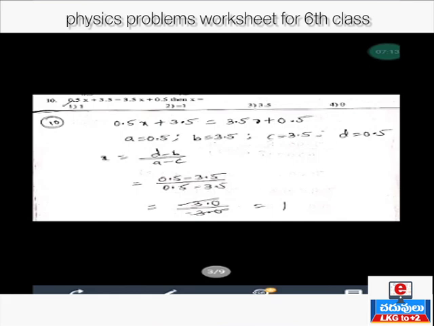0.5x + 3.5 = 3.5x + 0.5. Then find the x value. By comparing with ax + b = cx + d, then what is the a value? 0.5. B value is 3.5, c is 3.5, again d is 0.5. What is the x value? (d - b)/(a - c). By substituting these a, b, c, d values here, what is the numerator? 0.5 minus 3.5. 3.5 is a bigger number or 0.5 is a bigger number? 3.5 is a bigger number.